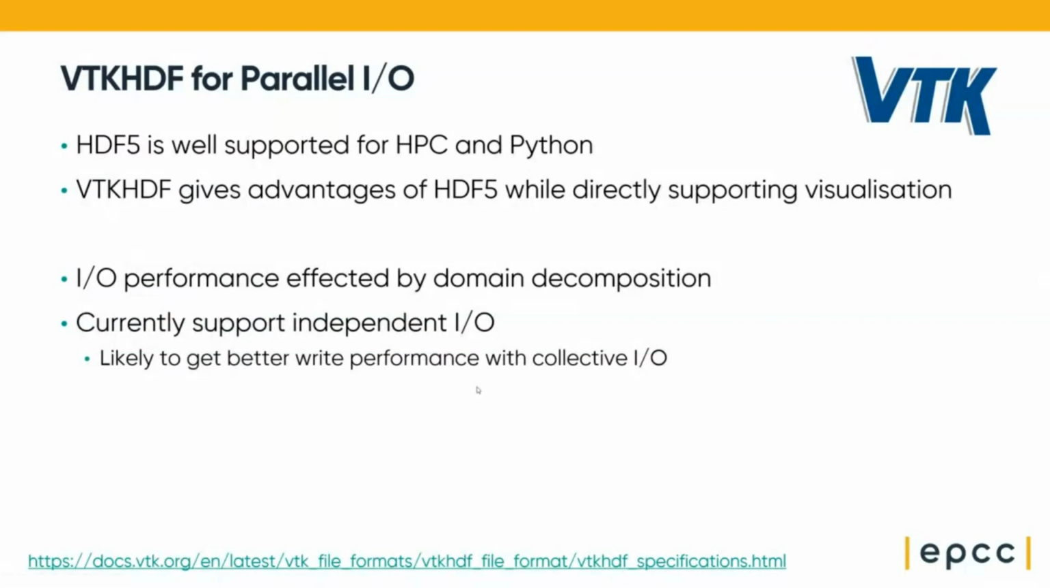A few other things to mention: we updated a lot of the output file formats to support parallel I/O. gprMax already used HDF5 for some of its output formats, but for visualization it used VTK with XML file formats, which don't work particularly well when you're trying to do things in parallel. So we used VTK HDF instead, which has the advantages of HDF5 whilst directly supporting visualization. It's effectively an HDF5 file that has a defined internal structure, for which VTK has a specification.